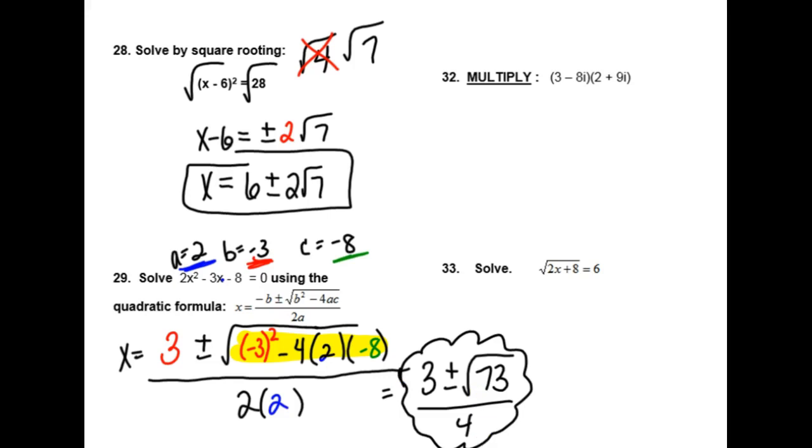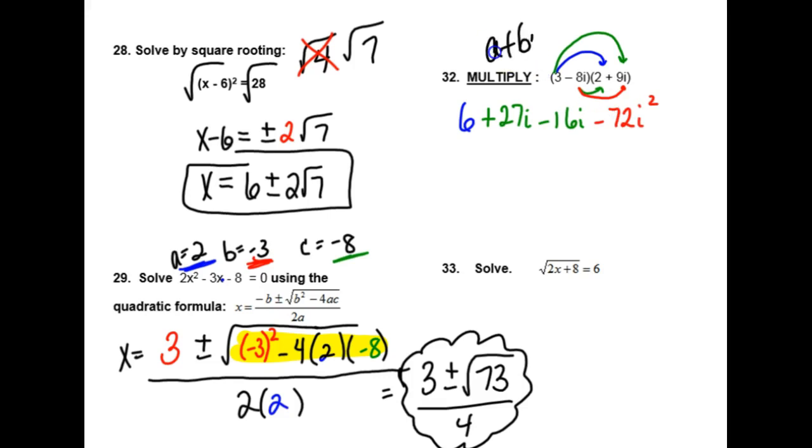Alright, multiplying i's. We distribute. 3 times 2 is 6. And then 3 times 9i is plus 27i. And then keep going. We have -8i times 2 is -16i. And then the -8i also gets multiplied by 9i, so that's -72i squared. But you're not going to be able to stop until your answer is in what we call plus bi form.